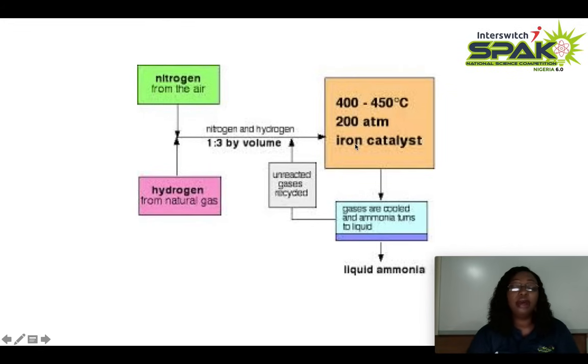you ammonia in the presence of iron catalyst, 200 atm, between 400 to 450 degrees C, and you produce your ammonia. The gases are cooled and ammonia turns to liquid. So this is how ammonia is being produced industrially. And the name of this process, once again, is known as the Haber process.